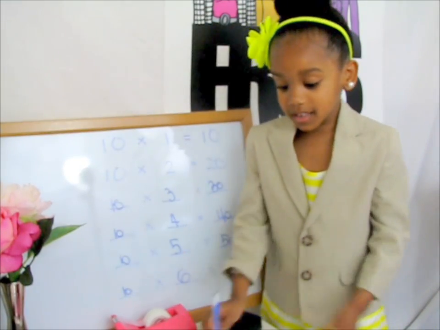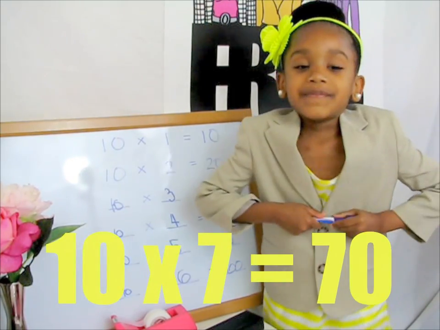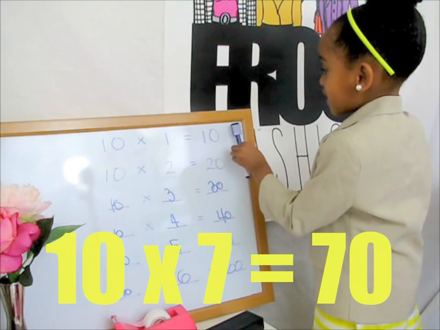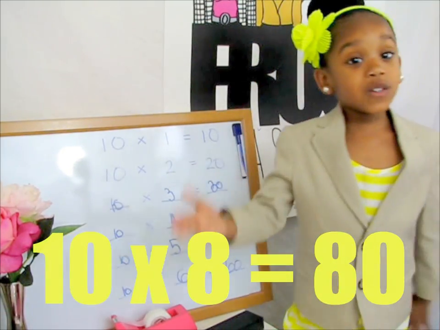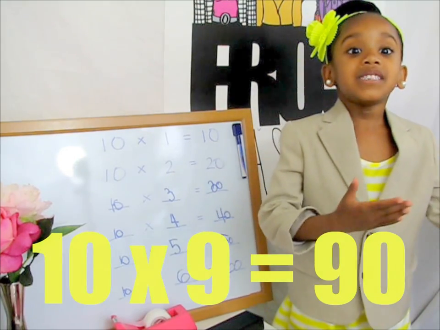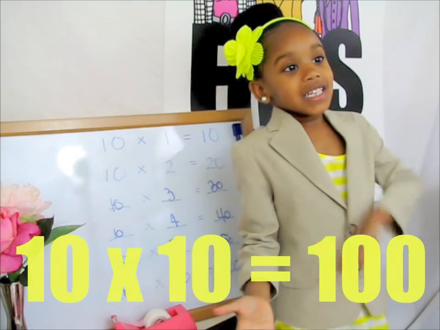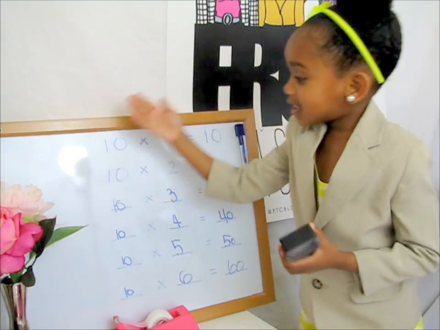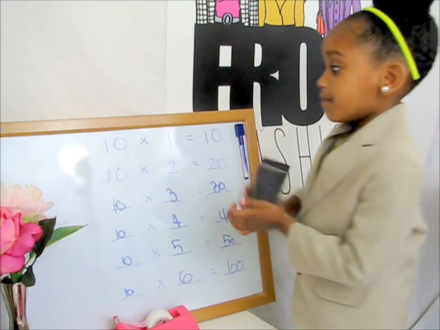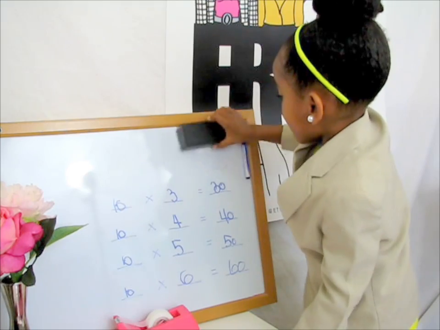The next ones are gonna be 10 times 7 equals 70, 10 times 8 equals 80, 10 times 9 equals 90, and 10 times 10 equals 100. Now we're gonna erase this, then we're gonna do the rules of 11.